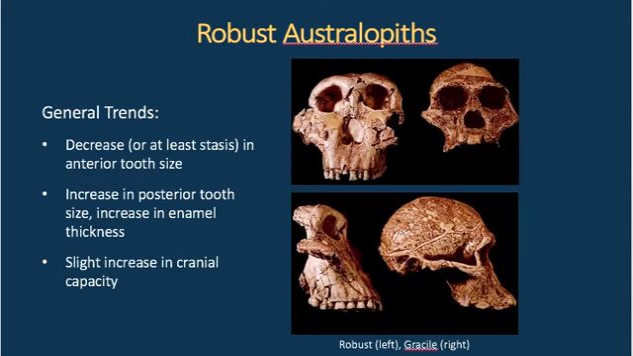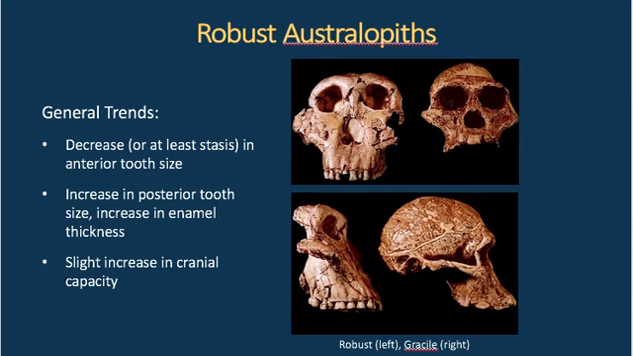Okay, so we have some general trends for the robust australopiths. We have a decrease in anterior tooth size, or at least a stasis. That term stasis just means it stays the same. Generally across the board, we see a decrease in anterior tooth size. The front teeth, those teeth that you see when you smile, the incisors, are shrinking over time.